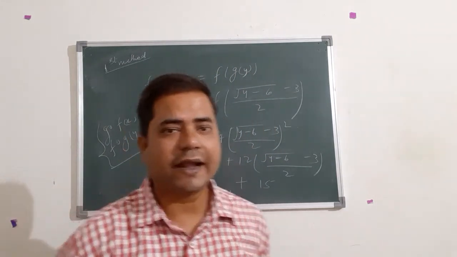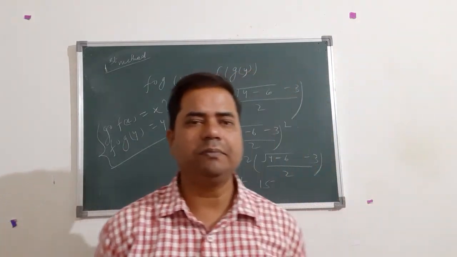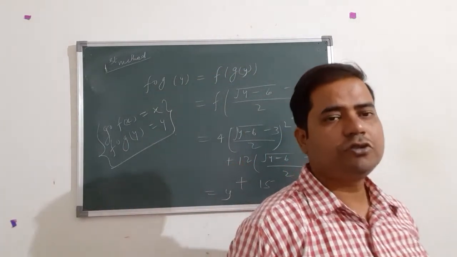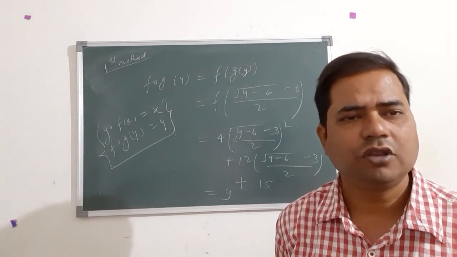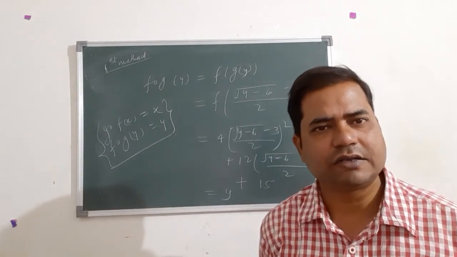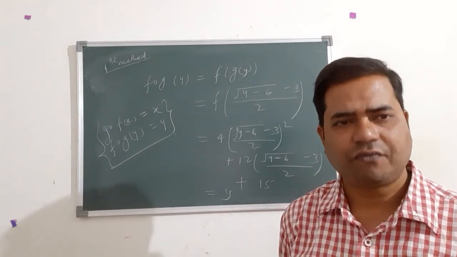Now what about the second method? The second method is that you have to show this given function is one-one as well as onto, then you can say this particular function is an invertible function.